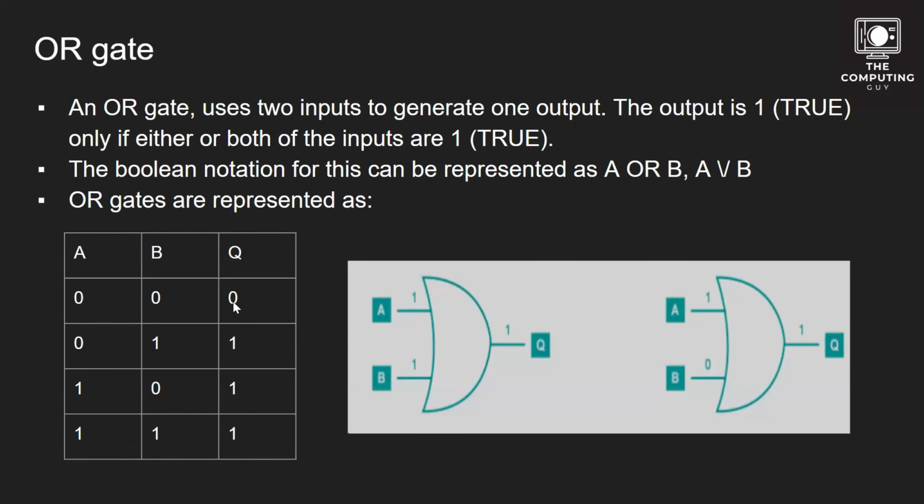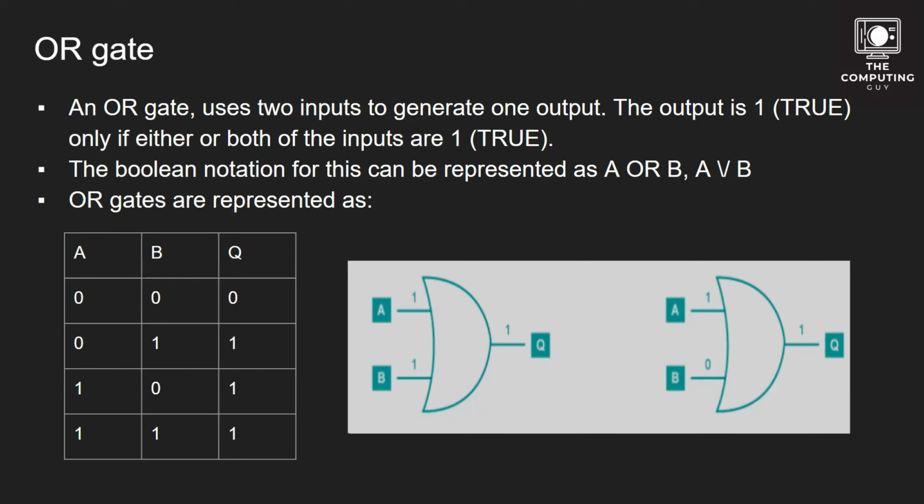The next one we can look at is OR. Again, just like the word in the English language suggests, OR means we can have either one. So if person A or person B is in the room, the light will be on. You could have both of them, or we could have one of them, whether that's A or B. Looking at it more specifically, an OR gate uses two inputs to generate one output. The output is true only if either or both of the inputs are true, with a 1.